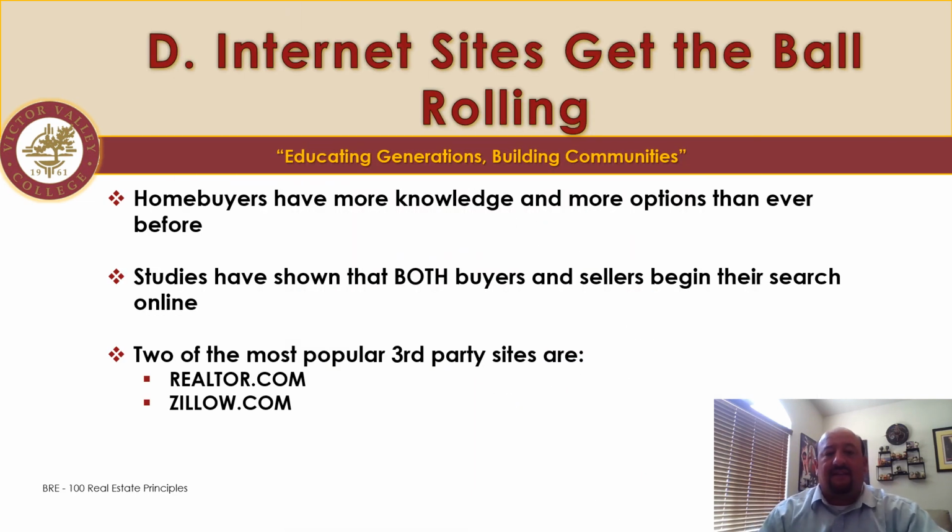Okay, internet sites. Increasingly in the last few years, internet sites help educate the public much more than ever before. Both buyers and sellers are now doing their searches online, which is very true. A couple of popular sites are Realtor.com and Zillow.com. There are others like Trulia, where buyers and sellers could go see the value of homes or what's for sale in the area.